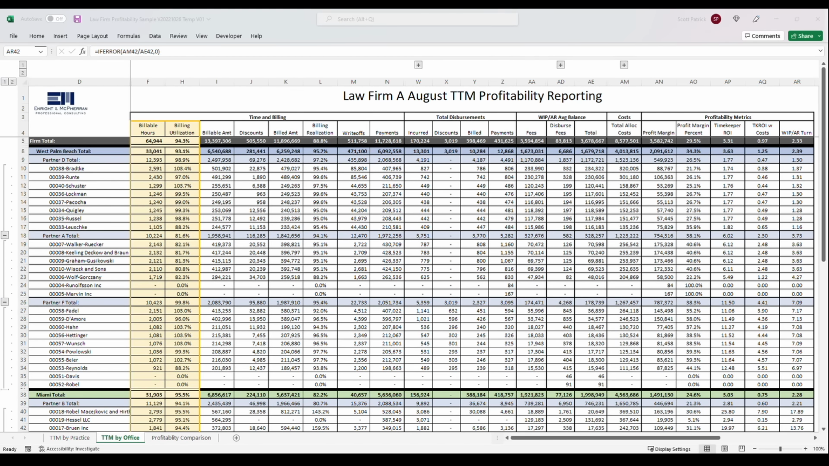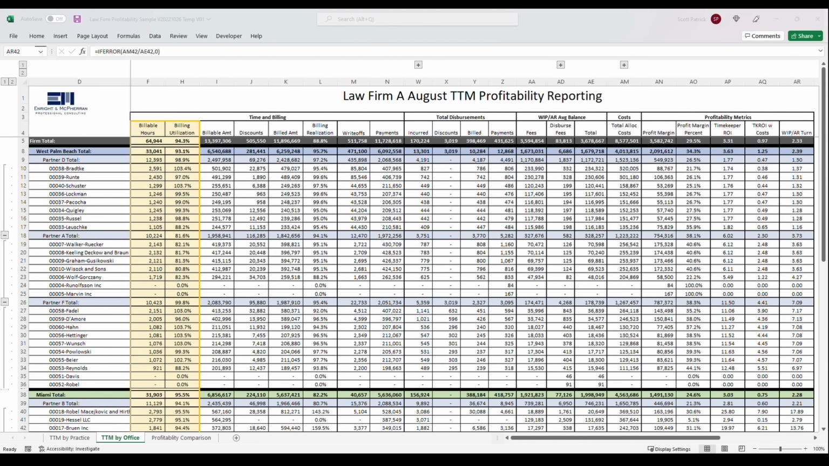The first two columns give the billable hours and billing utilization. Billing utilization is calculated by taking the number of billable hours worked divided by an 8-hour workday. If a timekeeper enters 10 billable hours in a workday, then their billing utilization is 125%.